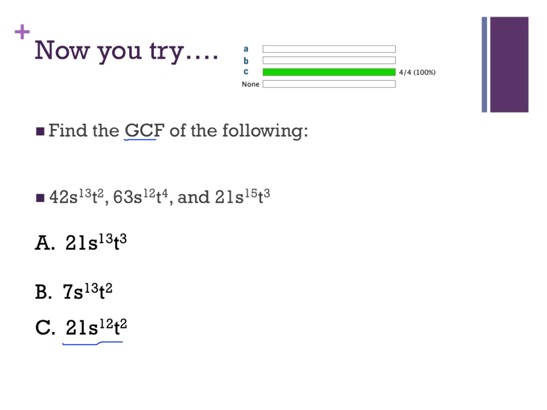recognizing that the greatest common factor is 21 s to the 12th t squared. So again, if we look at 42, 63, and 21, 21 is the largest, the greatest common factor that goes into all three of those numbers. Then if we look at our s's, we have s to the 13th, s to the 12th, s to the 15th. Since s to the 12th is the smallest of those variable exponents, that is the greatest factor, s to the 12th.